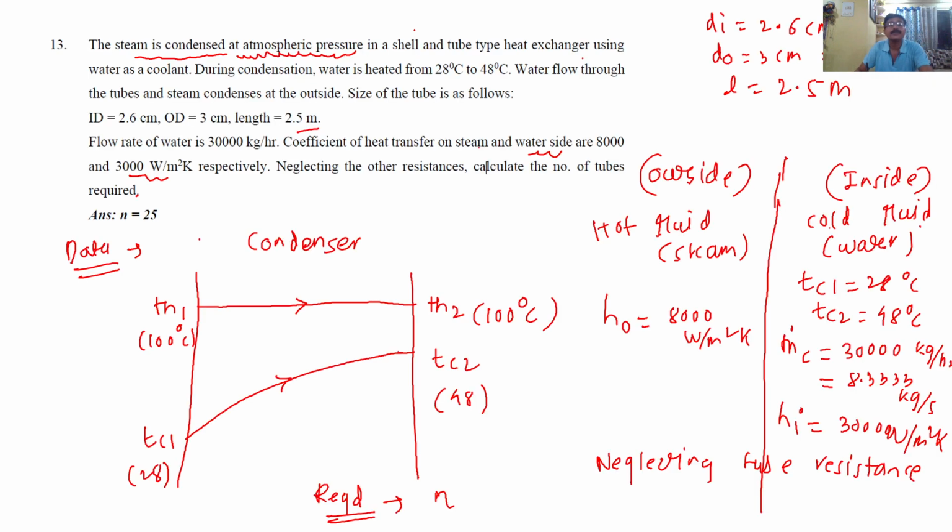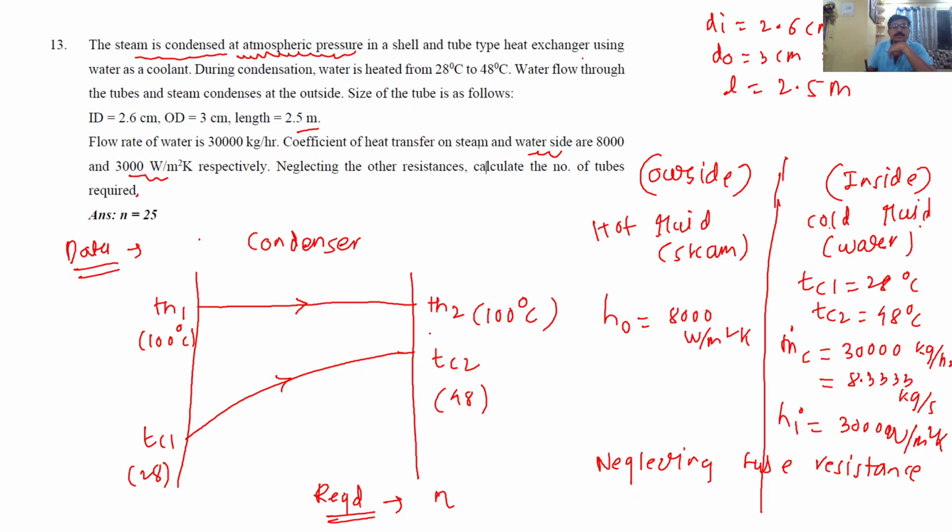Remember, if I know the total area of the heat exchanger, and if I know the area of a single tube, that is Ai, then n times the area of a single tube becomes the total area of the heat exchanger. So if I know A total and Ai, then I can easily get the value of small n. So let's start.